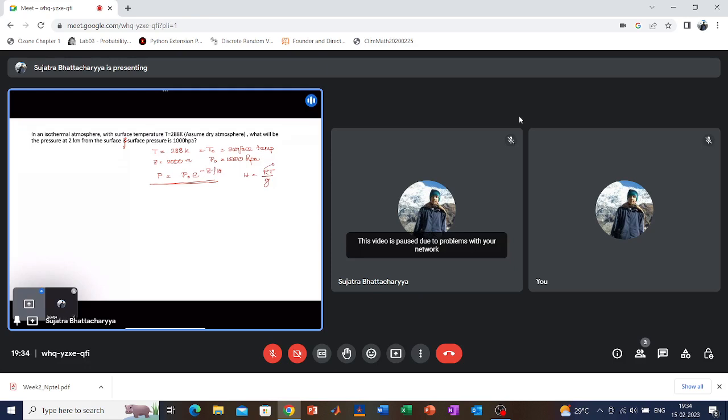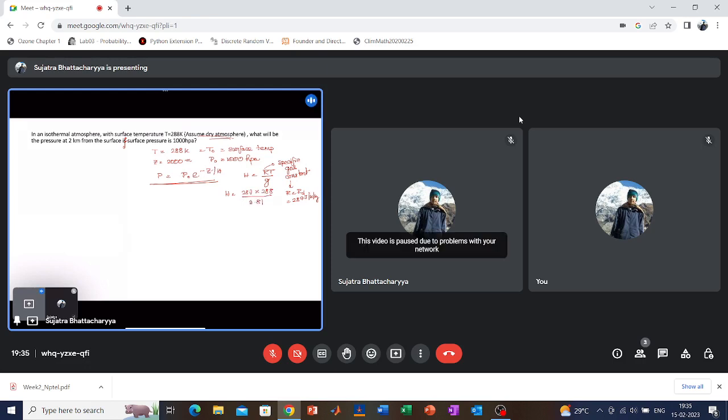Now this R which is given is the specific gas constant, right? Since it is assumed to be a dry atmosphere, this R will be nothing but R_D. And what is the value of R_D? We have calculated, it is 287 joules per Kelvin per kg. So this scale height H will be equal to 287 into 288 Kelvin divided by 9.81. Fine, we have calculated the H.